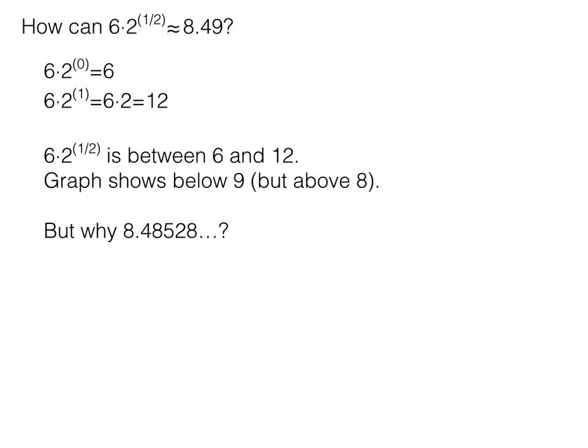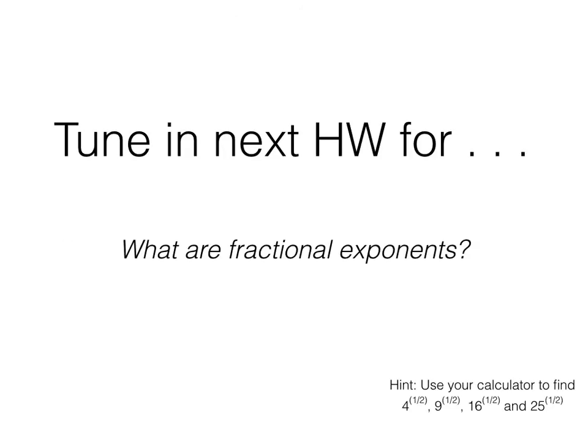How can 6 times 2 to the 1/2 power be 8.49? Well, we know 6 times 2 to the 0 power is 6, and 6 times 2 to the first power is 12. So we know that 6 times 2 to the 1/2 power has to be between 6 and 12. The graph showed it was not 9. It was below 9. We could also see it was above 8, but why is it 8.48528? Well, that takes a little bit more exploration. So tune in next homework for what are fractional exponents.